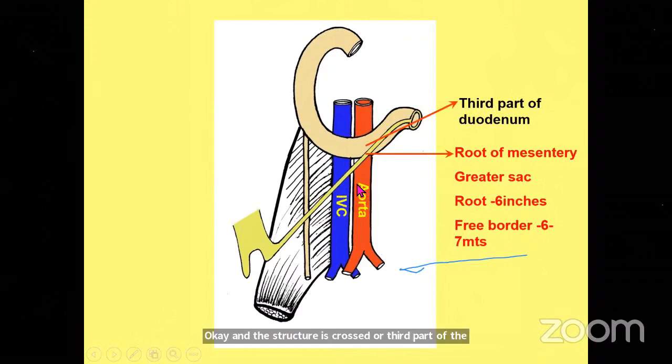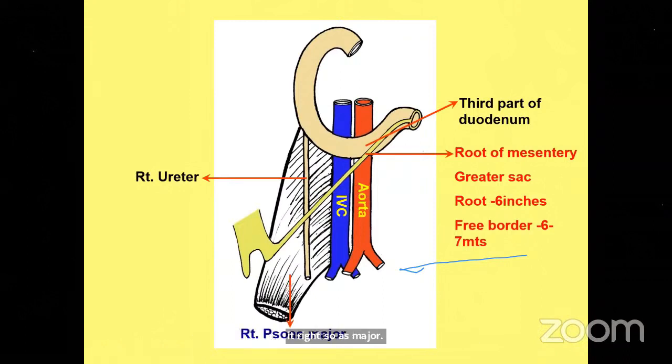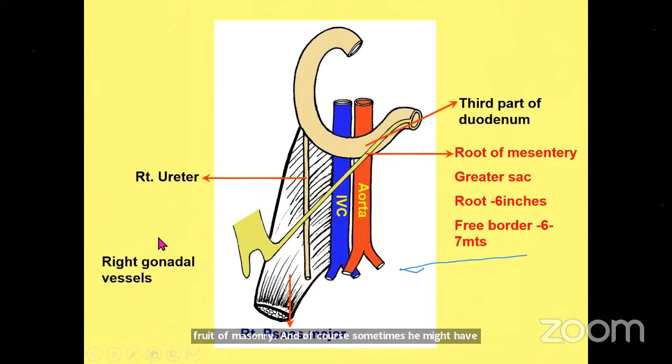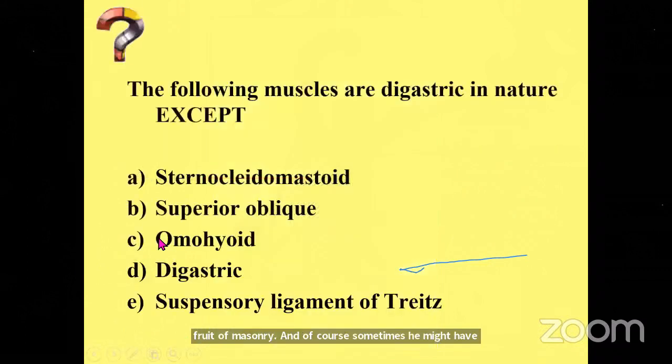Then you have the abdominal aorta, then the inferior vena cava, then the right ureter, and the right psoas major. So all these structures are actually crossed by the root of mesentery. And of course, sometimes you might have an option that is right gonadal vessels too. So it is not the left psoas, it is the right psoas. Sometimes you might study the psoas and think it is there in the option.